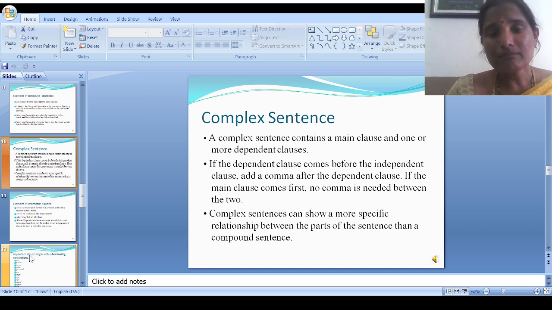So, a complex sentence. A complex sentence contains a main clause and one or more dependent clauses. If the dependent clause comes before the independent clause, add a comma after the dependent clause. If the main clause comes first and no comma is added between the two, that is taken as a complex sentence. A complex sentence can show a more specific relationship between the parts of the sentence than a compound sentence.